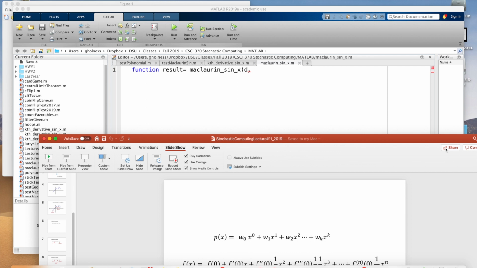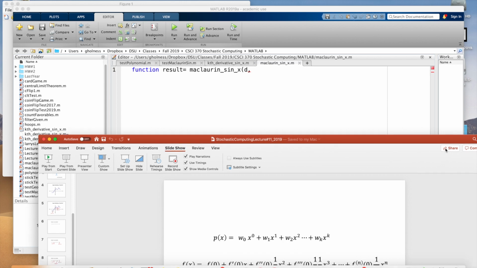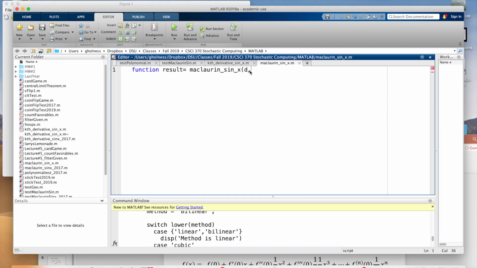Because as your monomial gets higher and higher in its exponent, it's going to be more and more wiggly, okay? So that Maclaurin of sine x is going to be an approximation, and I'm going to evaluate it at that point x. It's an approximation for sine x. Okay, does that make sense? Any questions? All right, so let me save that.